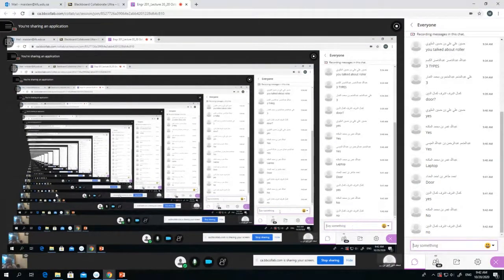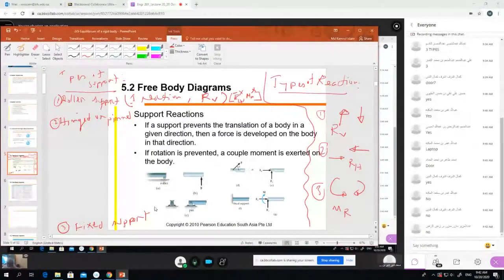No, that means it is resisting vertically. Vertically resisting means it is giving you a vertical reaction. Okay. Now another question. Can you move it horizontally? Suppose this is my door. Okay?